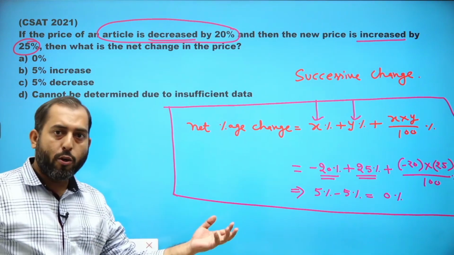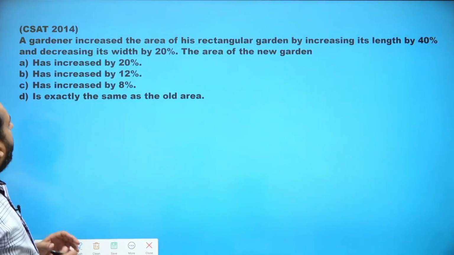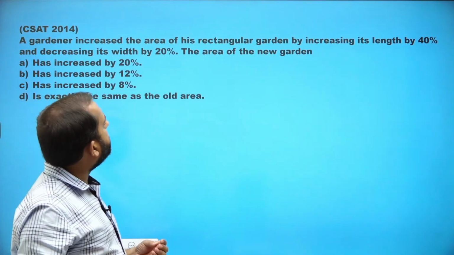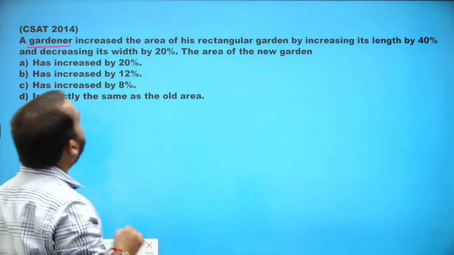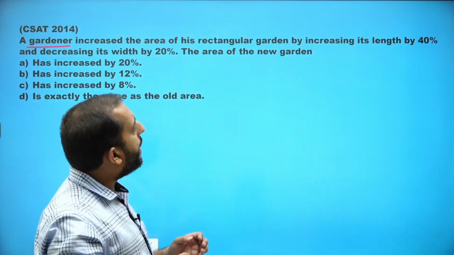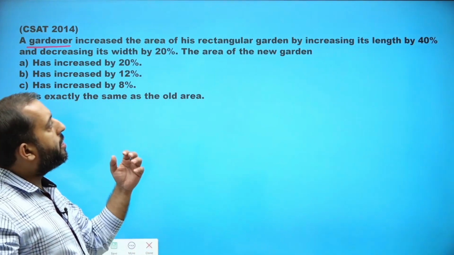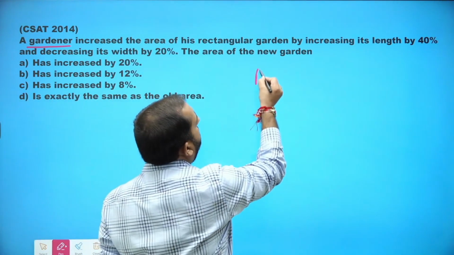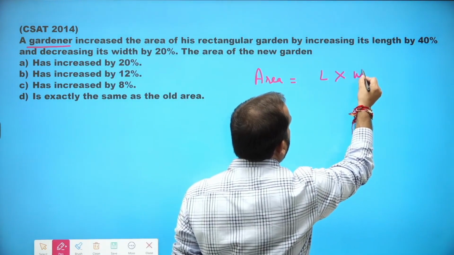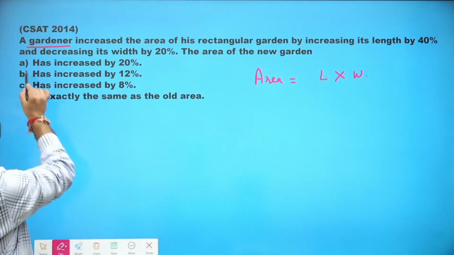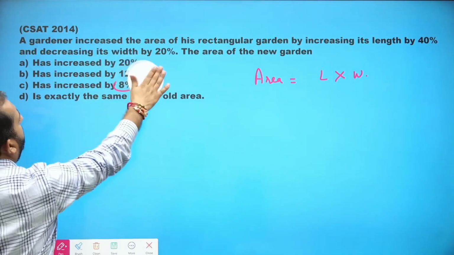Okay, let's move on to the next problem now. This question says a gardener increased the area of his rectangular garden by increasing its length by 40% and decreasing its width by 20%. We already know that the area of a rectangular garden is given by length into breadth or width. In this question, we want to find the change in terms of percentage only, so that is why assumptions will work.